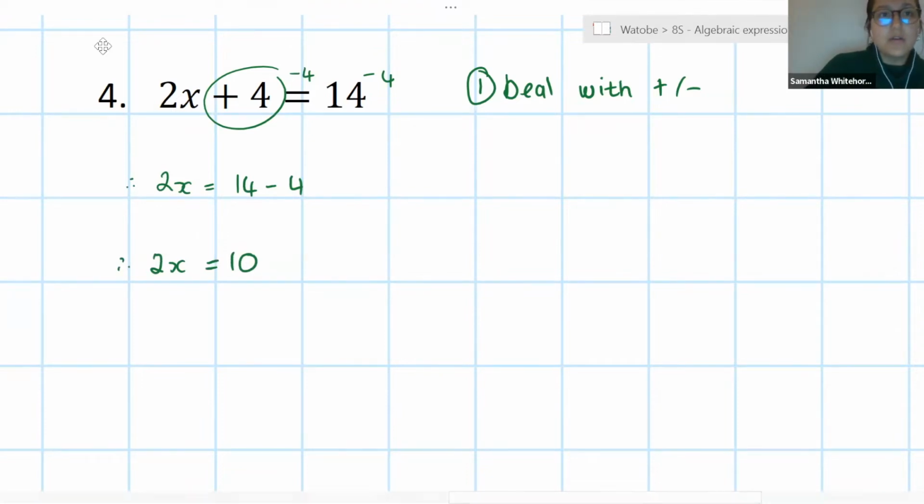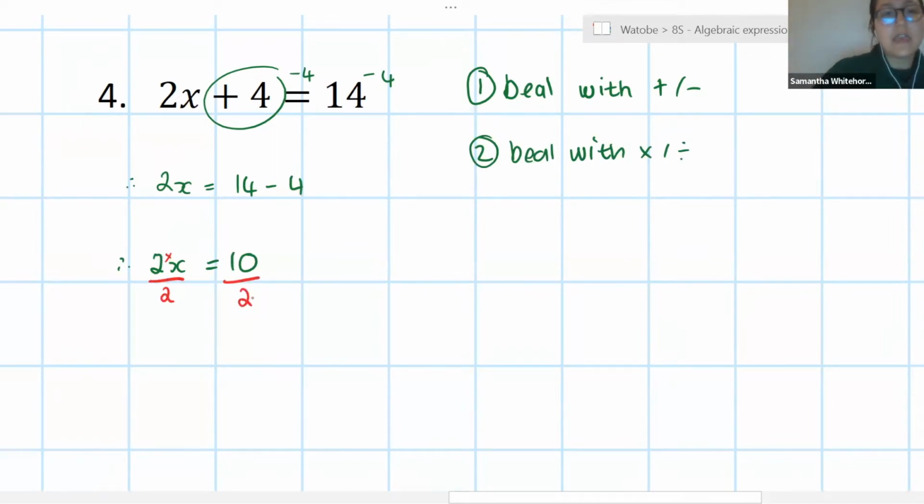And then we say, okay, the second thing I now want to deal with is the multiplication or division operations. So we know that between the 2 and the x, there's a multiplication. The inverse of that is division. And so I know that x is equal to 5. All right, excellent, guys. Well done.